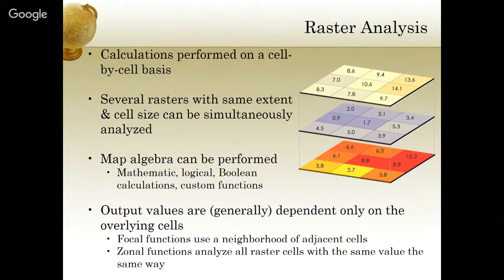Focal functions are ones that will apply to some neighborhood of cells. So it will analyze adjacent cells and calculate an output value. Zonal functions are ones that look at all of the same cells, or cells with the same value, and analyze those the same way.